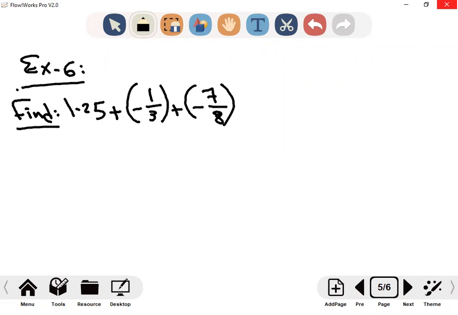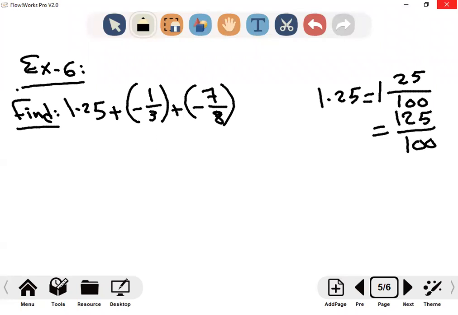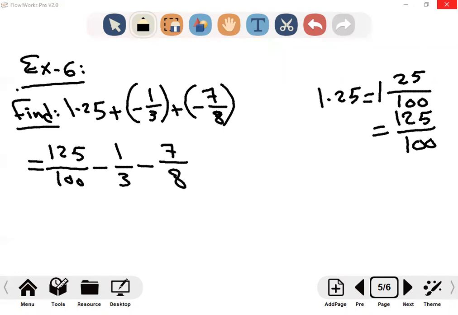So let's turn this 1.25, let's turn it to a fraction. 1.25 means one, mixed number, and 25 over what? 100. Now turn it: 100 times 1 plus 25, it is what? 125 over 100. Take it and put it in place of the first rational number. Now we said the plus minus, it is 1/3. Plus minus, it is 7/8.